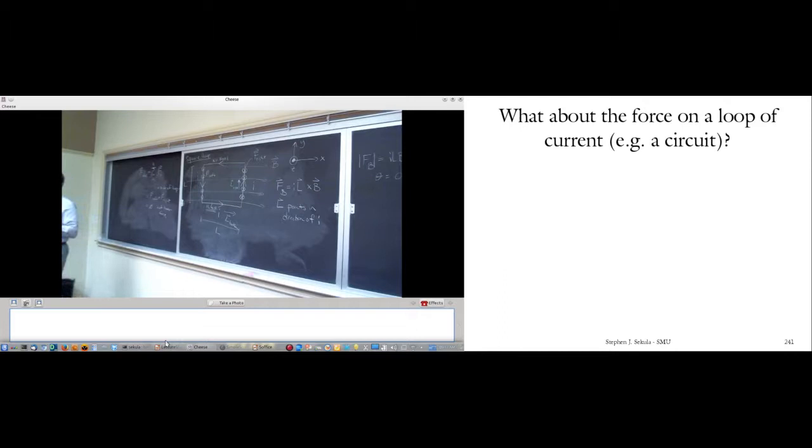Okay. So basically the significance of not having a net force is that it doesn't translate, it just rotates? Exactly. So this loop isn't doing this. It's just spinning in place.